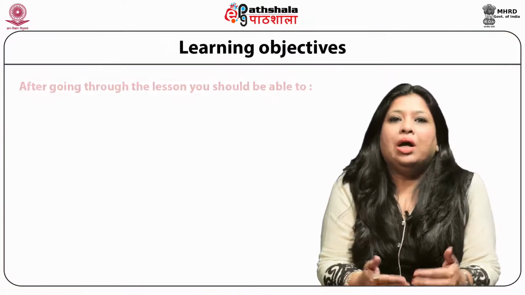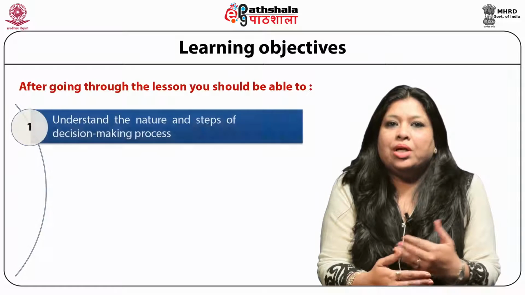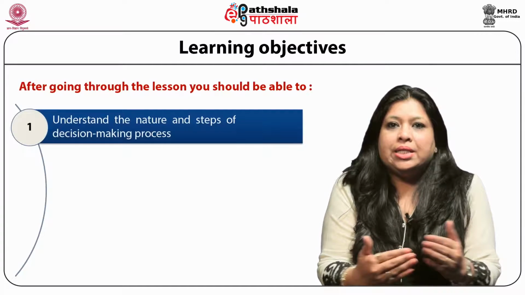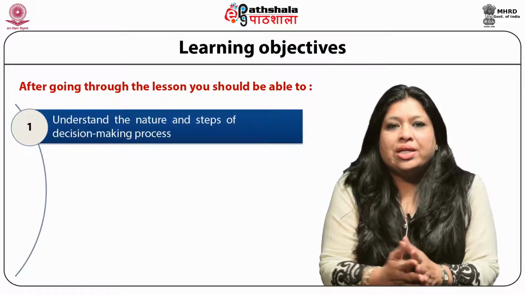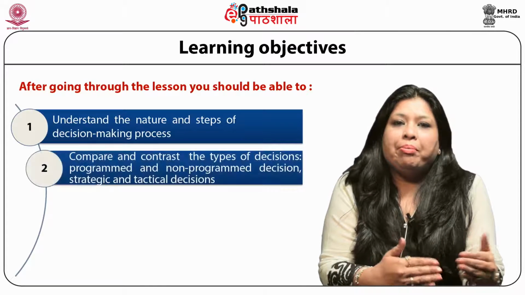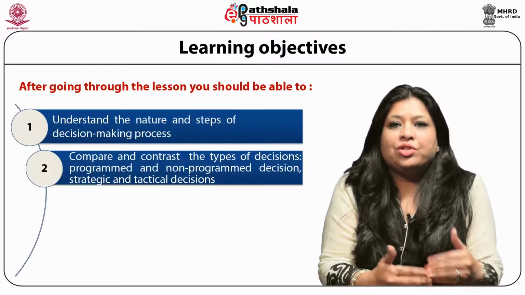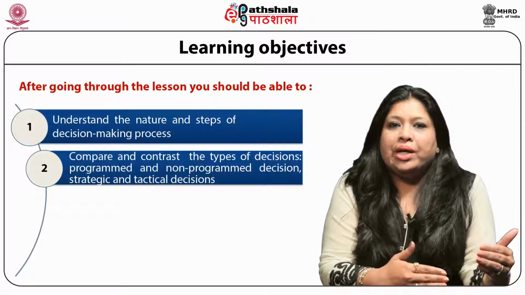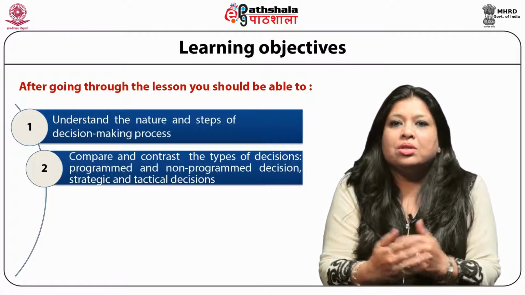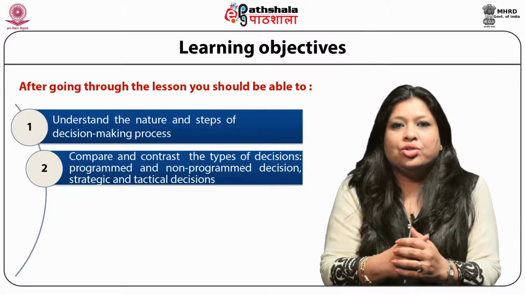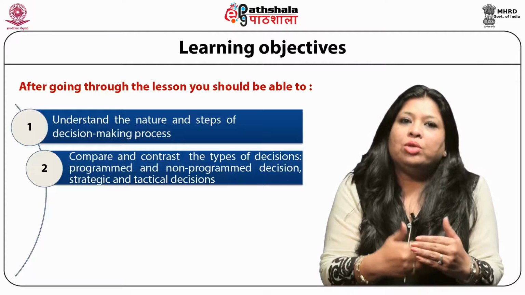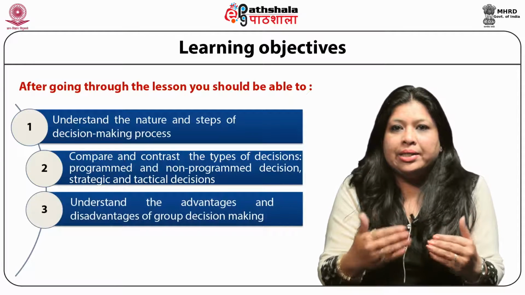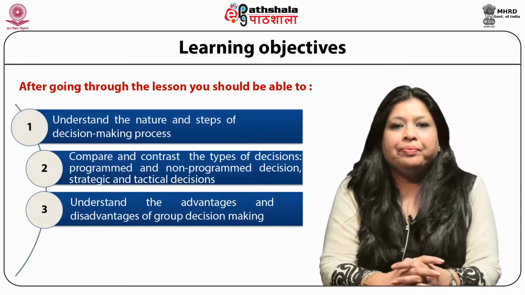Today, we're going to talk about the module Group Decision Making from the paper Organizational Behavior. After going through the lesson, you should be able to understand the nature and steps of the decision-making process. You'll be able to compare and contrast the types of decisions, that is, programmed and non-programmed decisions, strategic and tactical decisions. Of course, you'll be able to understand the advantages and disadvantages of group decision making.